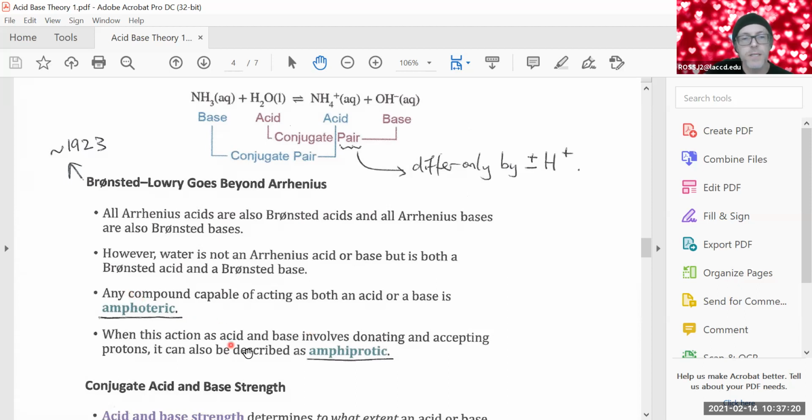And just remind ourselves of some vocab. Any compound capable of acting as both an acid and a base is amphoteric. When this action as acid and base involves donating and accepting protons specifically, we say amphiprotic, where protic here means proton.